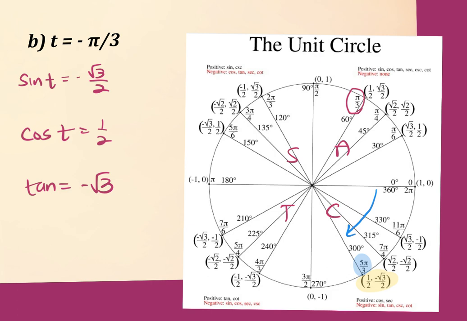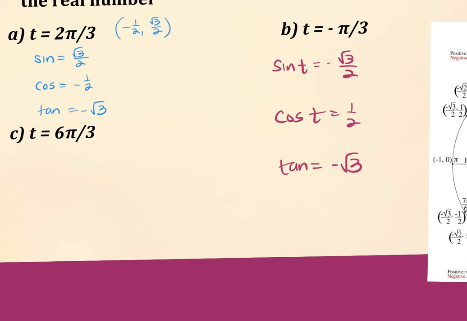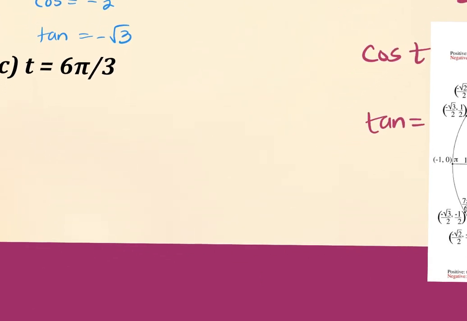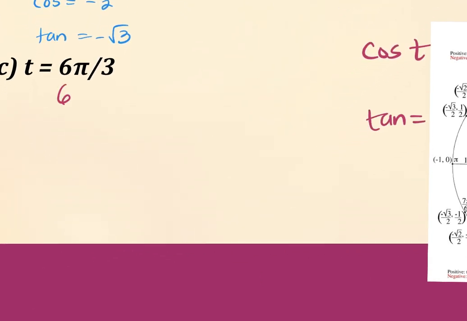Questions on that one? Okay, now C. What do you notice about 6 pi over 3? It's just 2 pi. So program yourself now. Check.